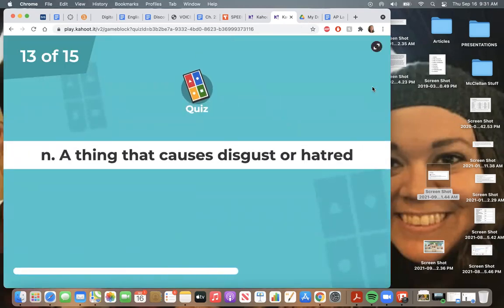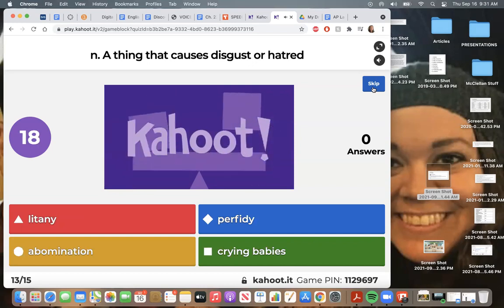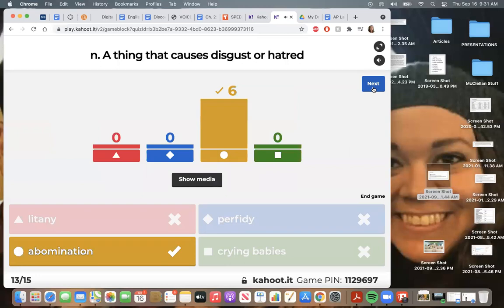A thing that causes disgust or hatred. Is it litany, perfidy, abomination, or crying babies? You know, anytime I'm in Walmart and there's a crying baby, I want to find them and, you know, I've left because of them before. I abandoned a buggy one time because I was like, I just can't stand this anymore. Nice.